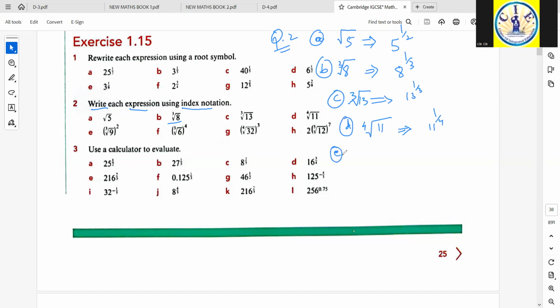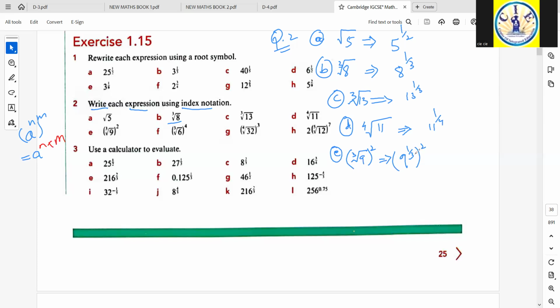For part E, cube root of 9 and then its whole square. For cube root of 9, I can simplify it to 9 raised to power 1 by 3 whole raised to power 2. Now since that was the rule, a raised to power n, whole raised to power m: whenever a single base has got two indices, the indices are going to be multiplied. So it will become a raised to n times m.